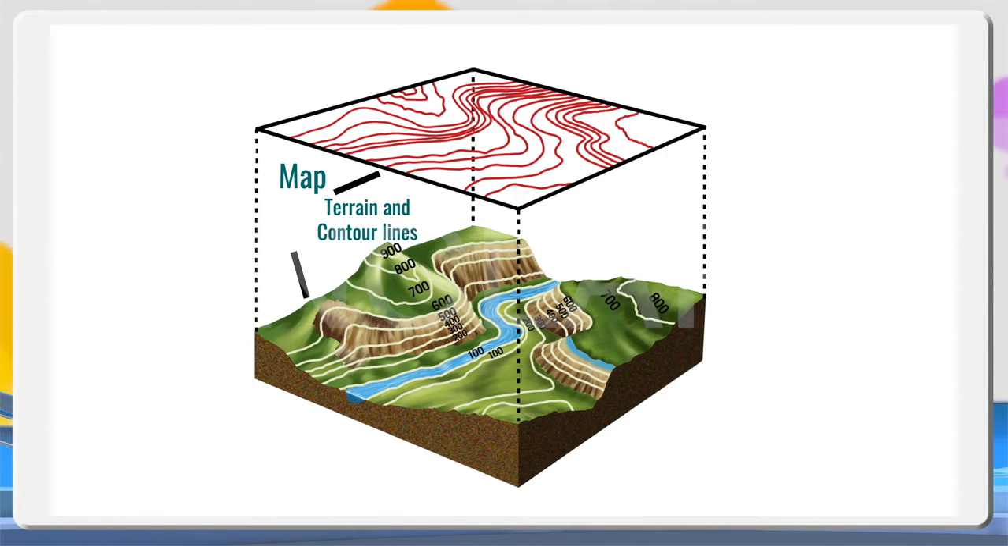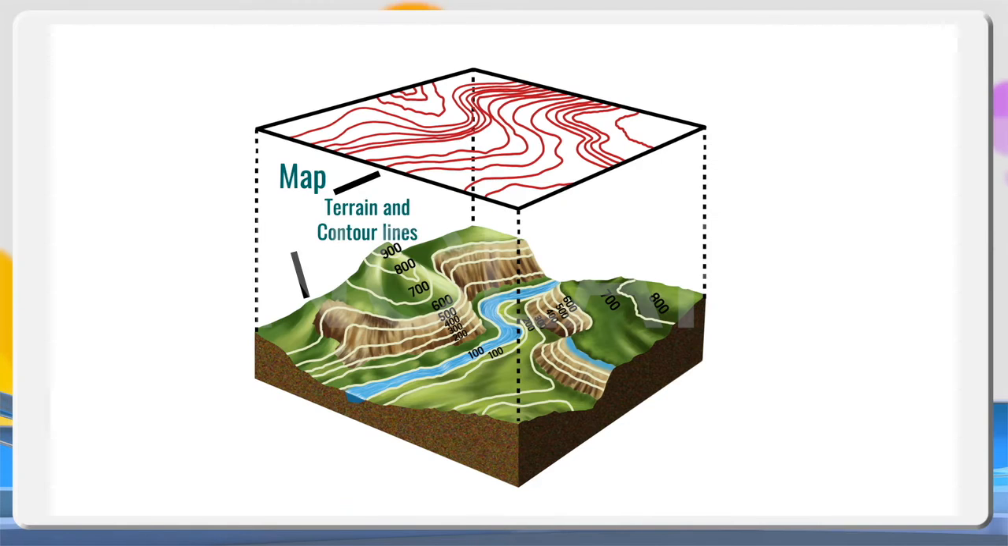You can also see that the value difference between contours will always be equal. Here in this case, we can say that the difference between adjacent contour values is 100 meters. This difference between the values of two adjacent contours is called the contour interval. Closely spaced contour lines represent steep slopes and widely spaced contour lines represent gentle slopes.